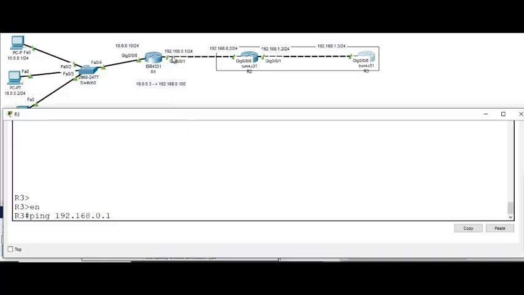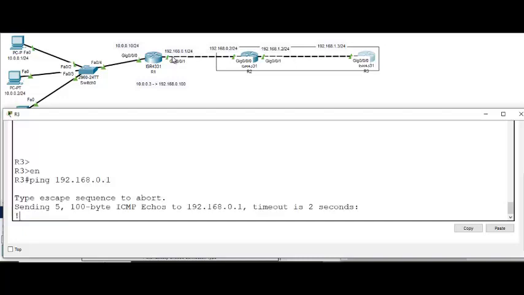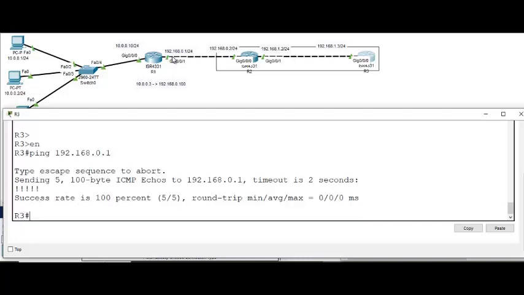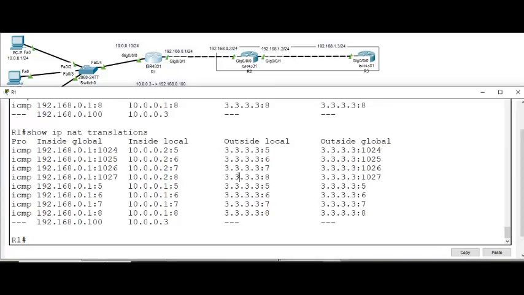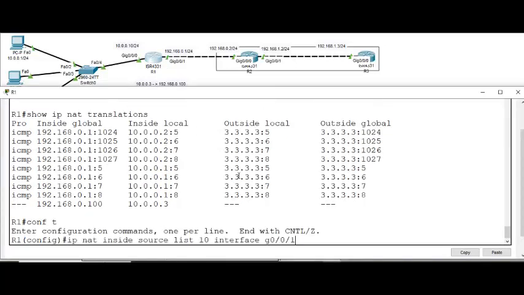Now I'm going to do overloading. For overloading, just only one command. Remove this dynamic NAT. And now in the dynamic NAT, you put one keyword: overload. Now let us go and ping. You can ping, and from here also you can ping. Now let's go and check the NAT table.